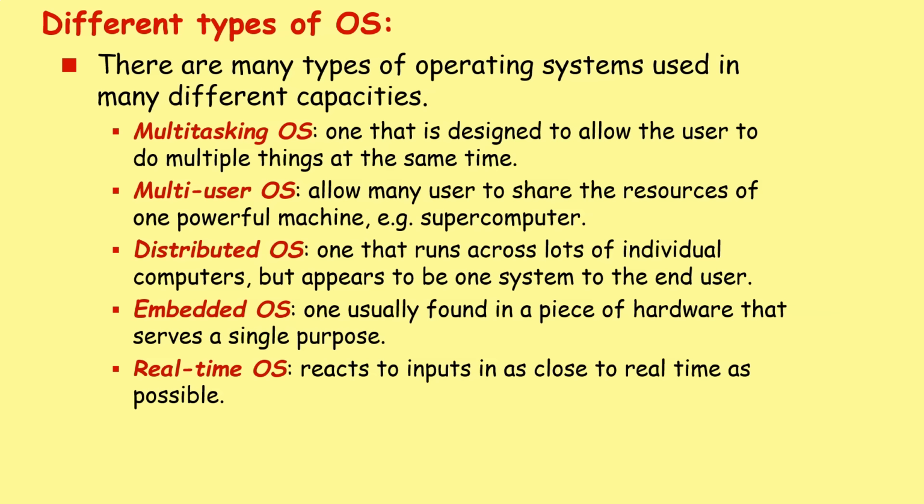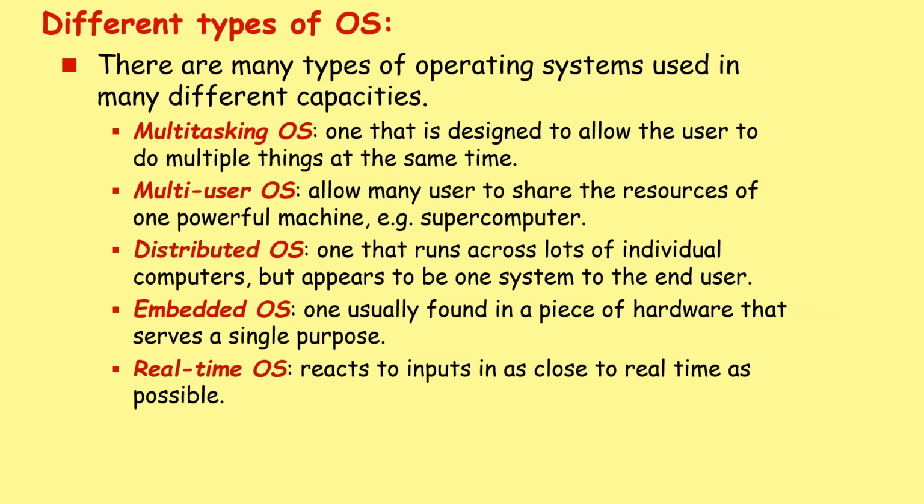A multitasking operating system is one that is designed to allow the user to do multiple things at the same time. A multi-user operating system allows the user to share the resources of one powerful machine, for example, a supercomputer. A distributed operating system is one that runs across lots of individual computers, but appears to be one system to the end user.